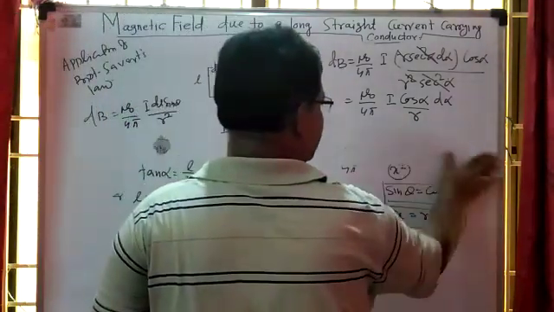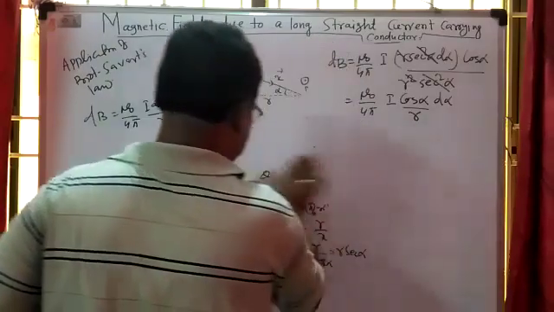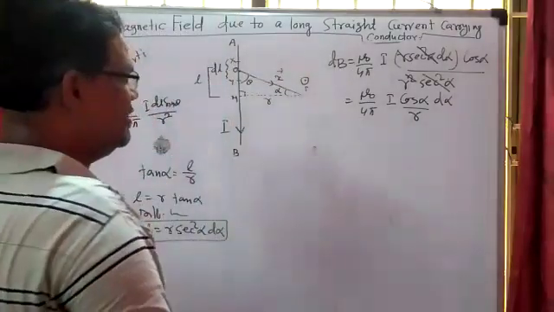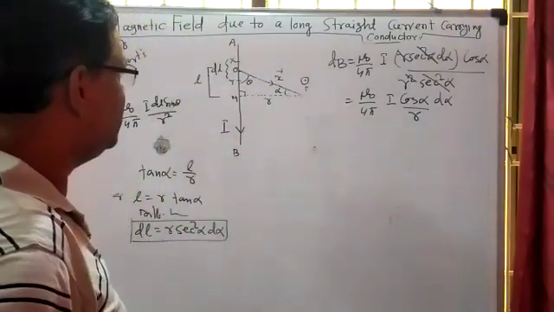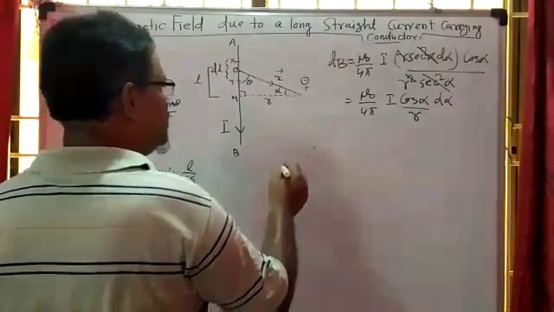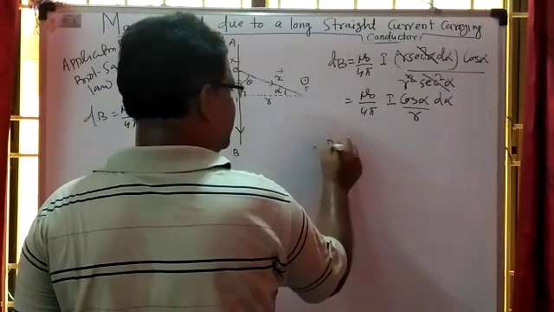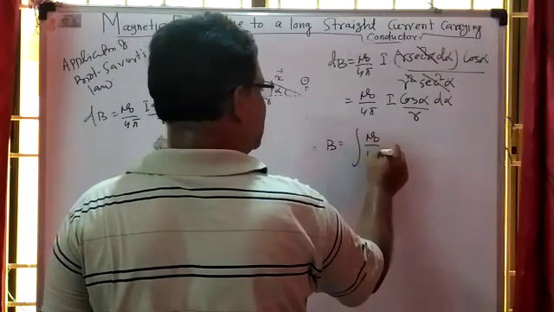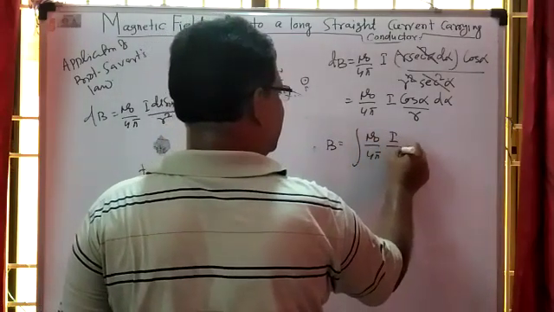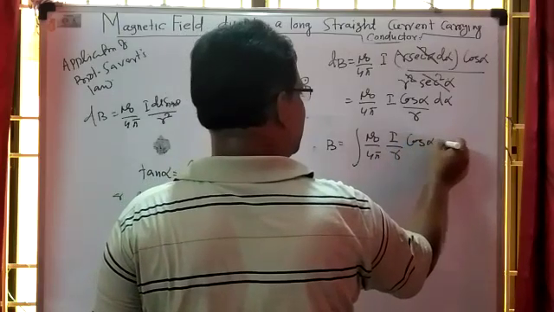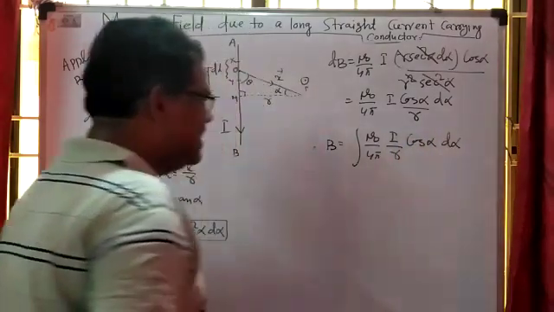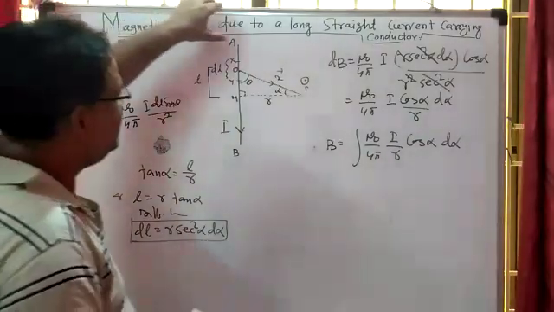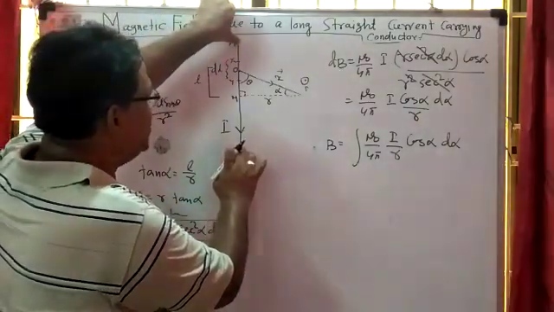So what will be the total magnetic induction? The net magnetic induction due to a long straight current carrying conductor. If you take a long straight current carrying conductor, what will be the magnetic induction? So the total magnetic induction B will be equal to the integration of mu naught upon 4 pi, that is I upon r, into cos alpha d alpha. The matter is the limit. You have to find out the limit of that conductor. So what will be the limit? Because A is the upper limit, B is the lower limit.